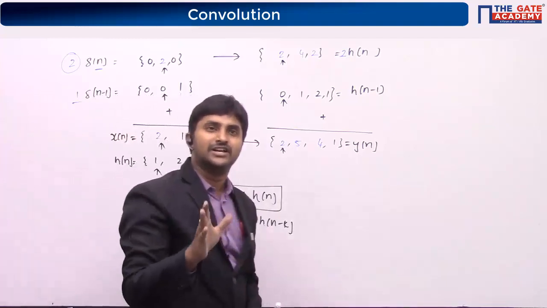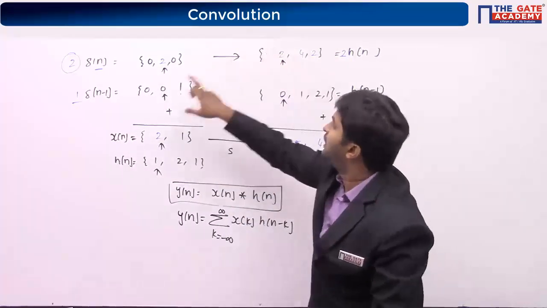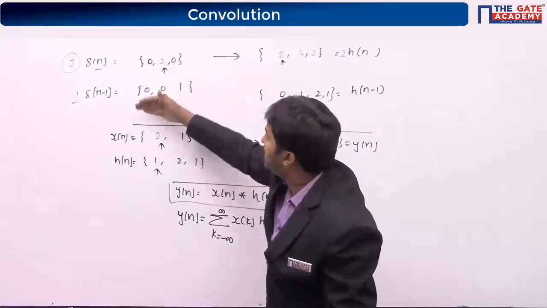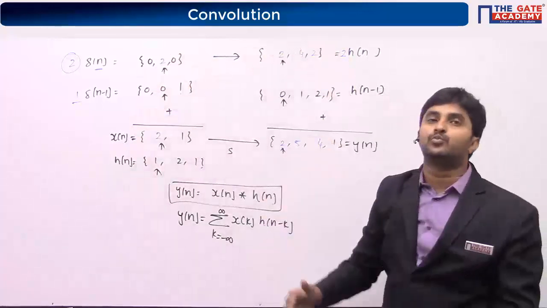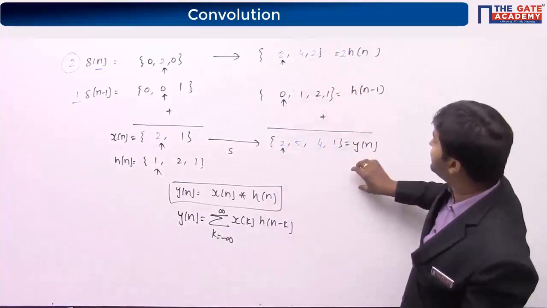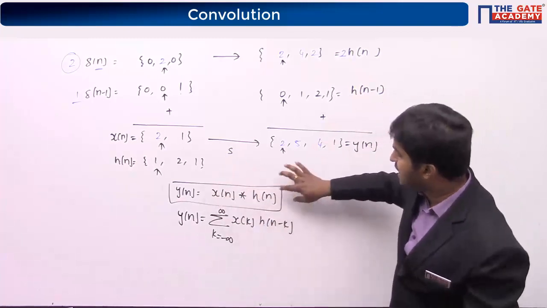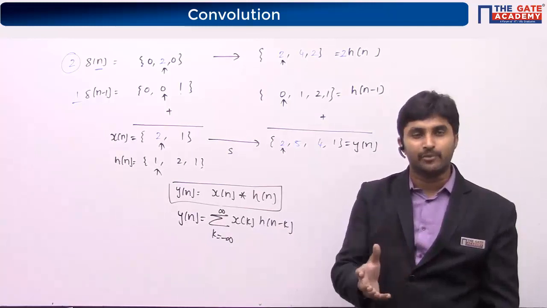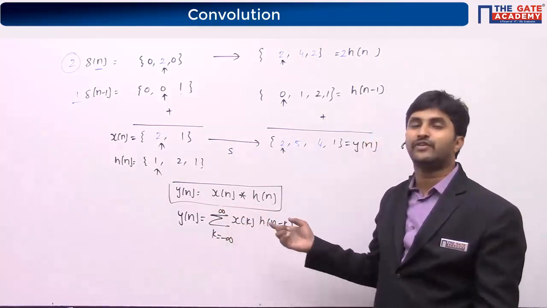Isn't this what we have learned? Del of n gives h of n, del of n minus 1 gives h of n minus 1, and so on. You add here, you add here. We call this the input, and this is what we call the output. So the output that we are getting is nothing but this, which we have written in terms of a formula, which is the summation k equal to minus infinity to infinity of x of k h of n minus k.